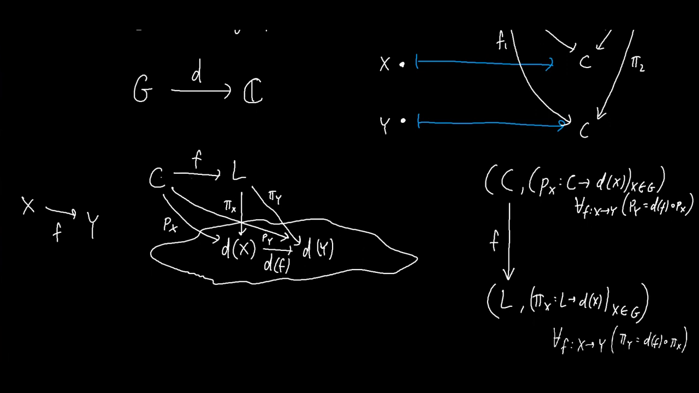which is coherent with those two families. Such that these triangles commute, and that should commute for every X, so it should commute for X, for Y as well, and so on. So that for every X in G, we've got that pi of X composed with F equals P of X. So this will be the notion of a morphism in the category of cones. So these things are called cones. And then the terminal object in this category, basically by definition of the limit, is the limit. So the limit of a diagram is the terminal object in this category.